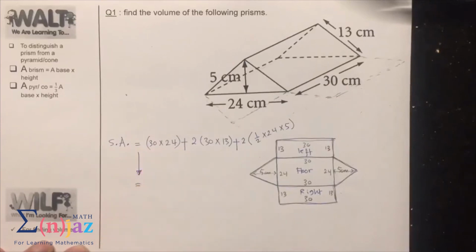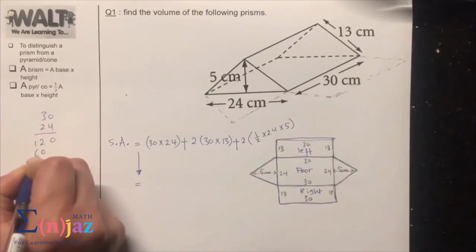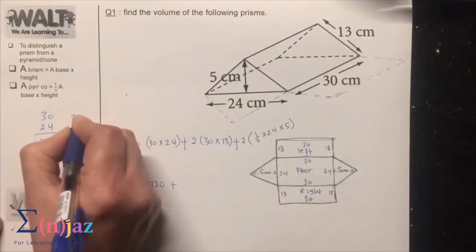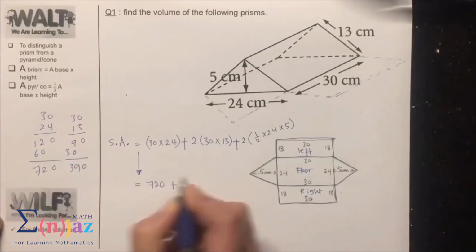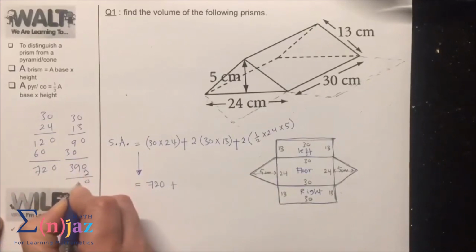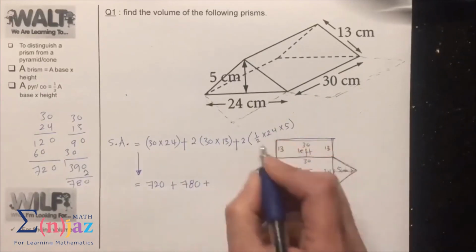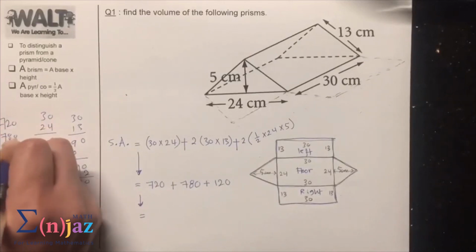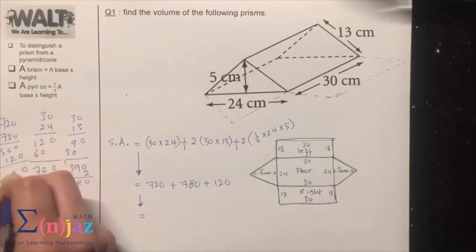And you're going to calculate here. So it's 30 times 24, which is 720, plus 30 times 13, which is 390, times 2, so it's 780, plus this one will come down to 60. 60 times 2 is 120, and then you add 720 plus 780, 1,500, plus 120.